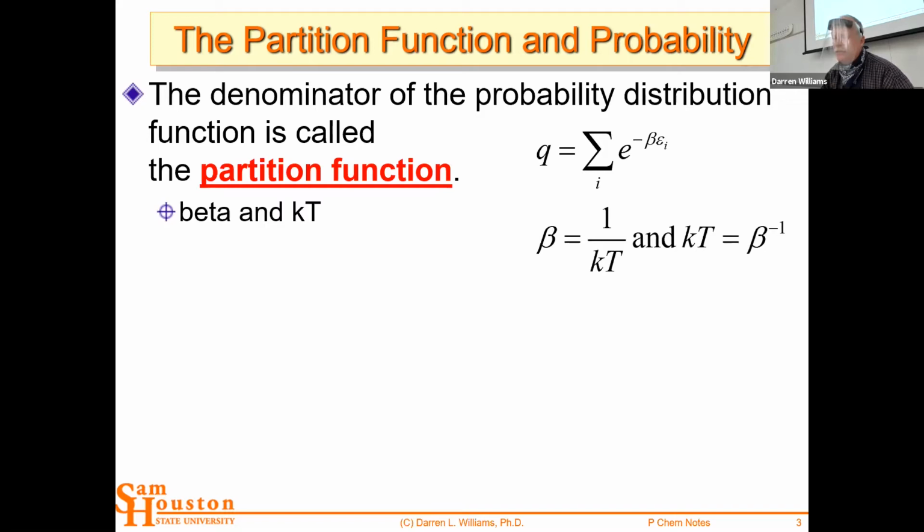And so this is given the variable Q, and this is the way it's typically written. A lot of times they use beta here. This looks different than the previous page, but beta is just 1 over kT.